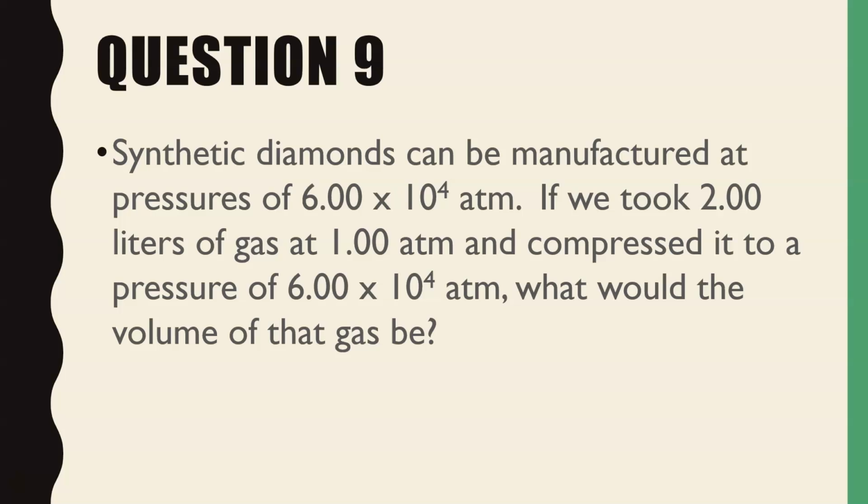For question number 9, we are told that synthetic diamonds can be manufactured at pressures of 6.00 times 10 to the 4th atmospheres. If we took 2 liters of gas at 1 atmosphere and compressed it to a pressure of 6.00 times 10 to the 4th atmospheres, what would the volume of that gas be? Pause this video and come back when you have an answer.